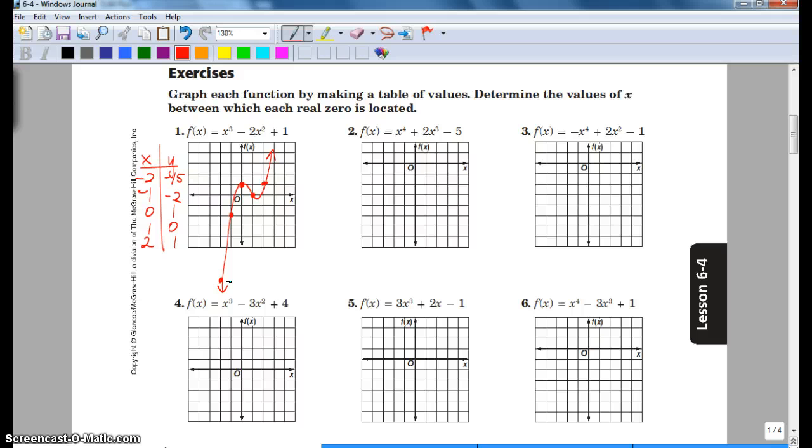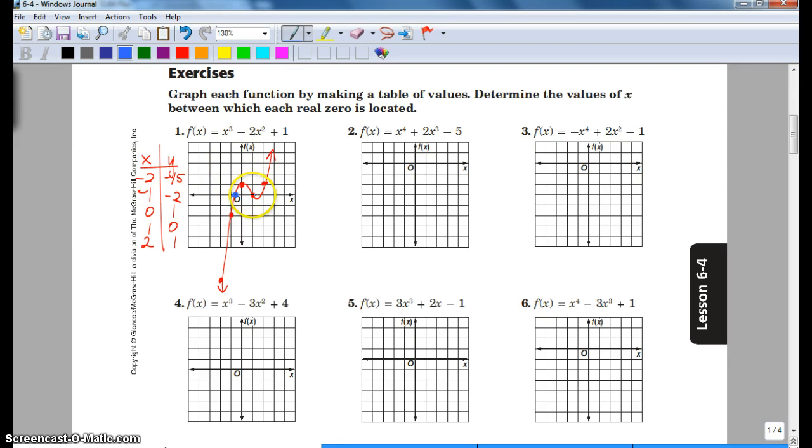So again, we've graphed our function, we've got our table of values. 5 points is perfectly good when it comes to graphing a function quite like this. It does also, though, say determine the values of x between which each real zero is located. Okay, so it appears that in just looking at our values, negative 2 here, negative 1 there, 0, 1, and 2, but between technically negative 1 and 0, we've got this 0.